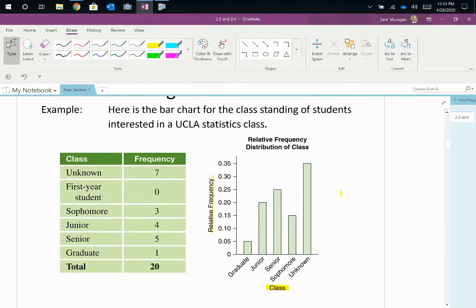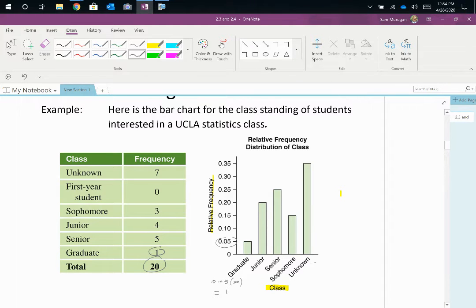So here's an example of a bar chart. On this bar chart, we're looking at class standing for UCLA students interested in a statistics class. And what it does is that it takes the percentage, for example, for the graduate, 0.05 of 20 would represent the relative frequency of 1. Which is that 1 right there.